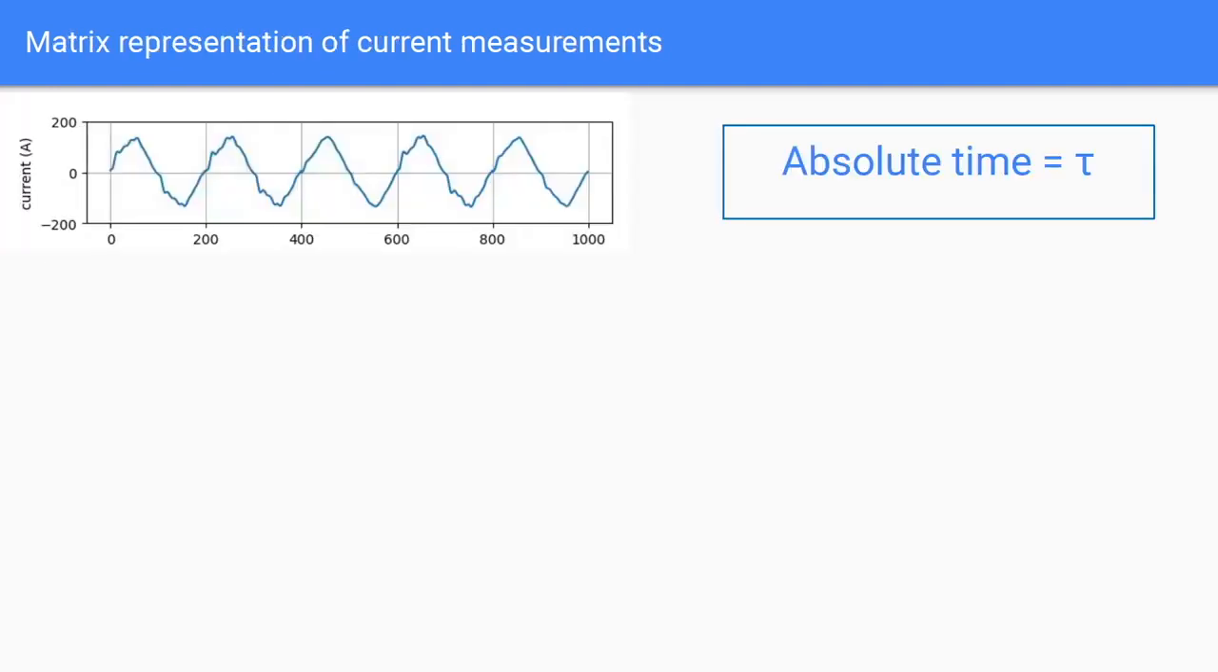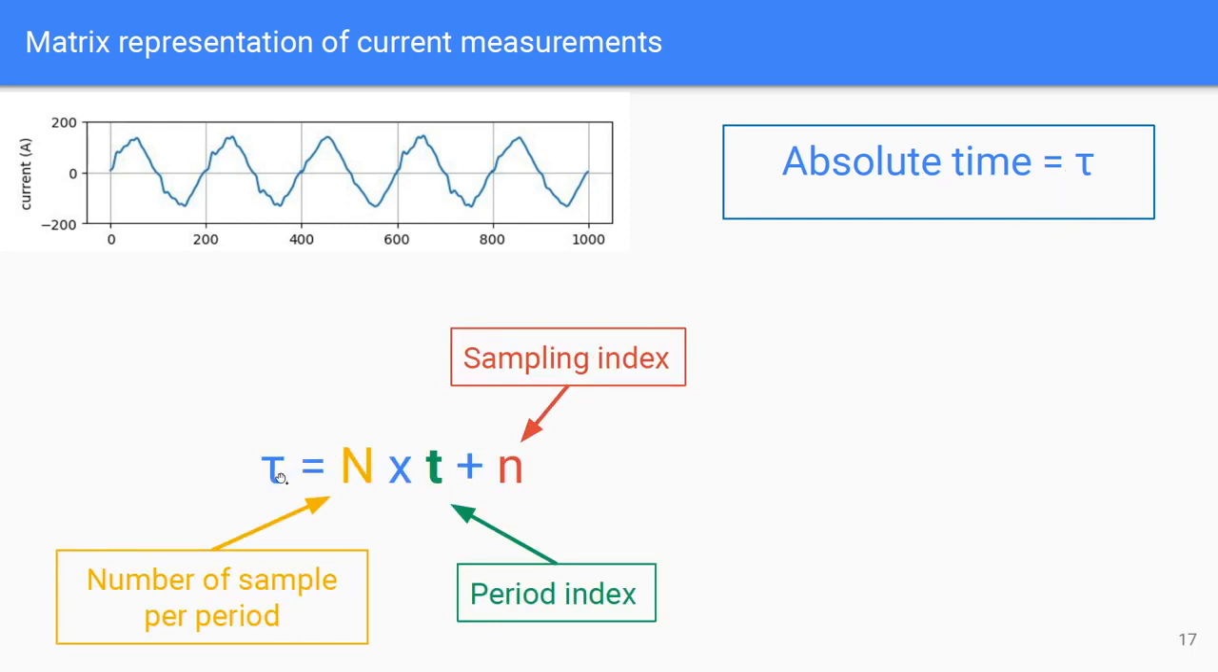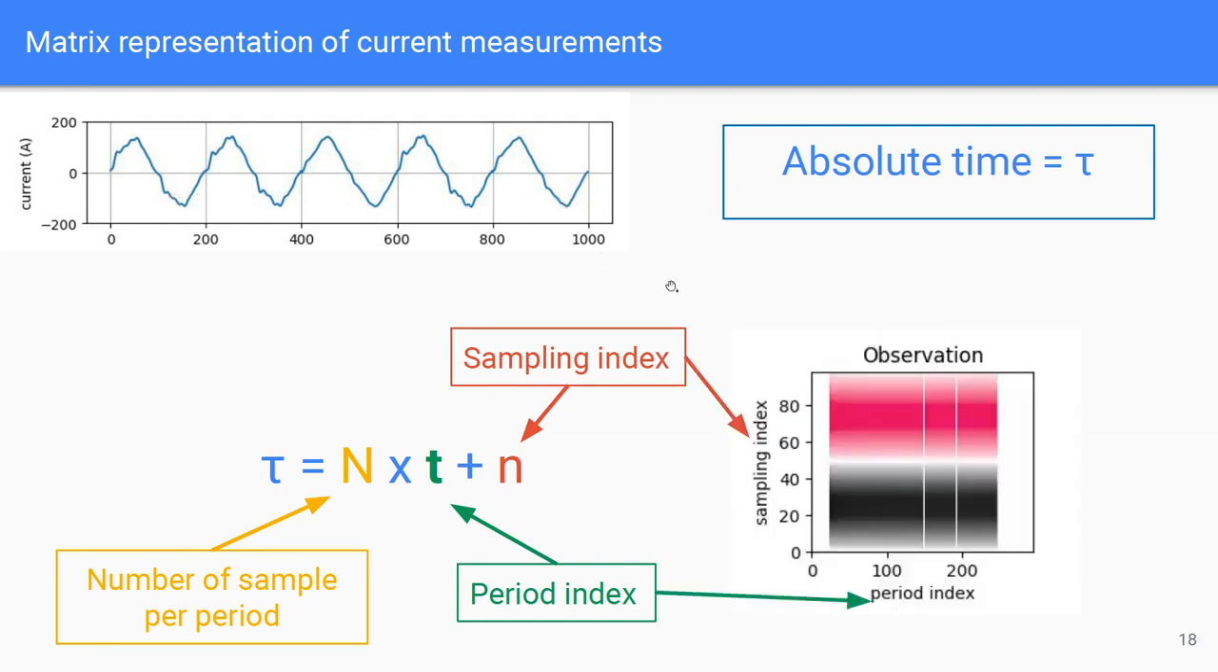So let's start with one important thing in this study, which is the matrix representation of current measurements. Here you have the typical current waveform. It's a time series indexed by the absolute time, tau. And what we have done is simply decompose the time tau into two other variables, mainly the period index in green, T, which is the index of a voltage period, and the sampling index in red, which is the number of points within a voltage period. So with those two variables, we can in fact reshape our current time series into a matrix observation.